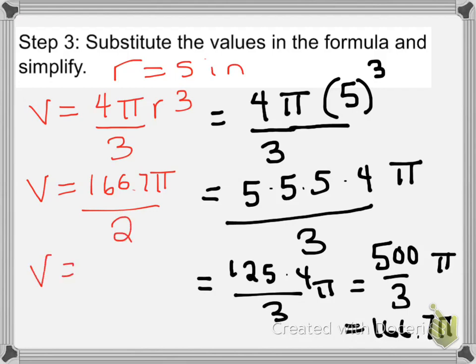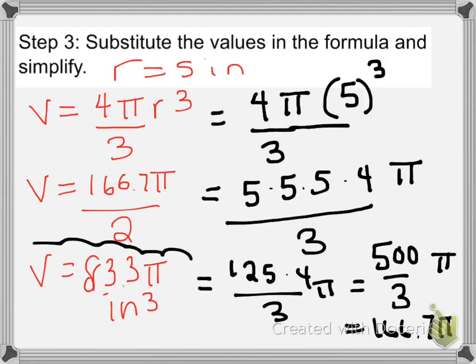So the volume is 166.7 divided by 2, which is going to give us another repeating decimal, 83.3 pi, let's make it look like an 8, inches cubed. And that is your final answer.